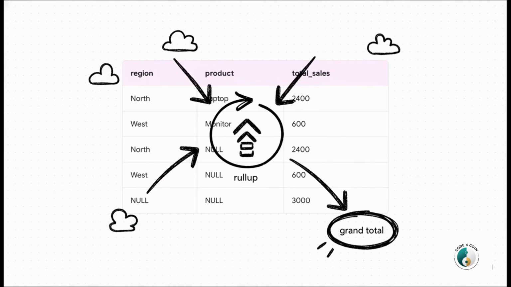And just look at how ROLLUP builds this report for you. It gives you 3 levels of data right out of the box. First, you get the most detailed view, sales by both region and product. Then it rolls up to give you the subtotal for just each region. And finally, it rolls all the way up to give you that grand total for absolutely everything, which you can spot by the NULLs in both of the grouping columns.